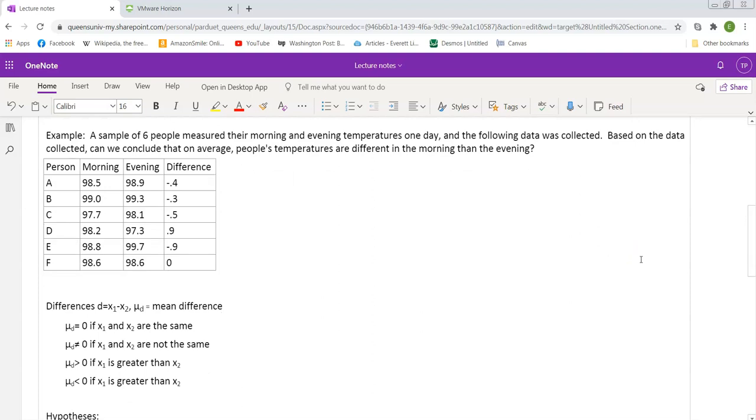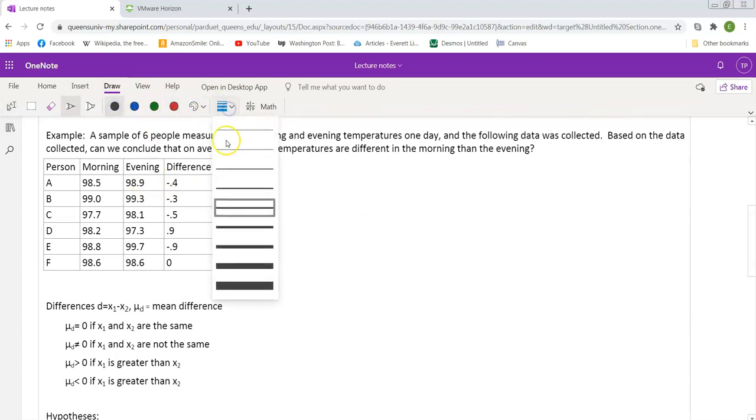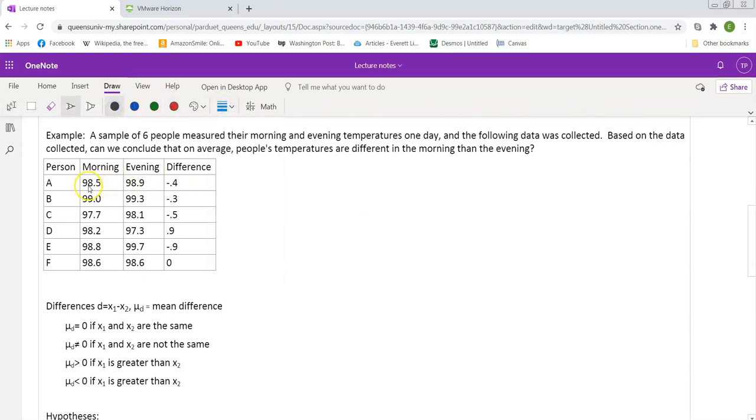So the paired t-test is a one sample t-test in disguise. We actually compute the differences. So if we were to take these differences, and it doesn't matter whether you do morning minus evening or the other way around, as long as you're consistent. 98.5 minus 98.9 gives us negative 0.4. And we do all of the morning minus evenings like this. Those differences are labeled D, lowercase d.